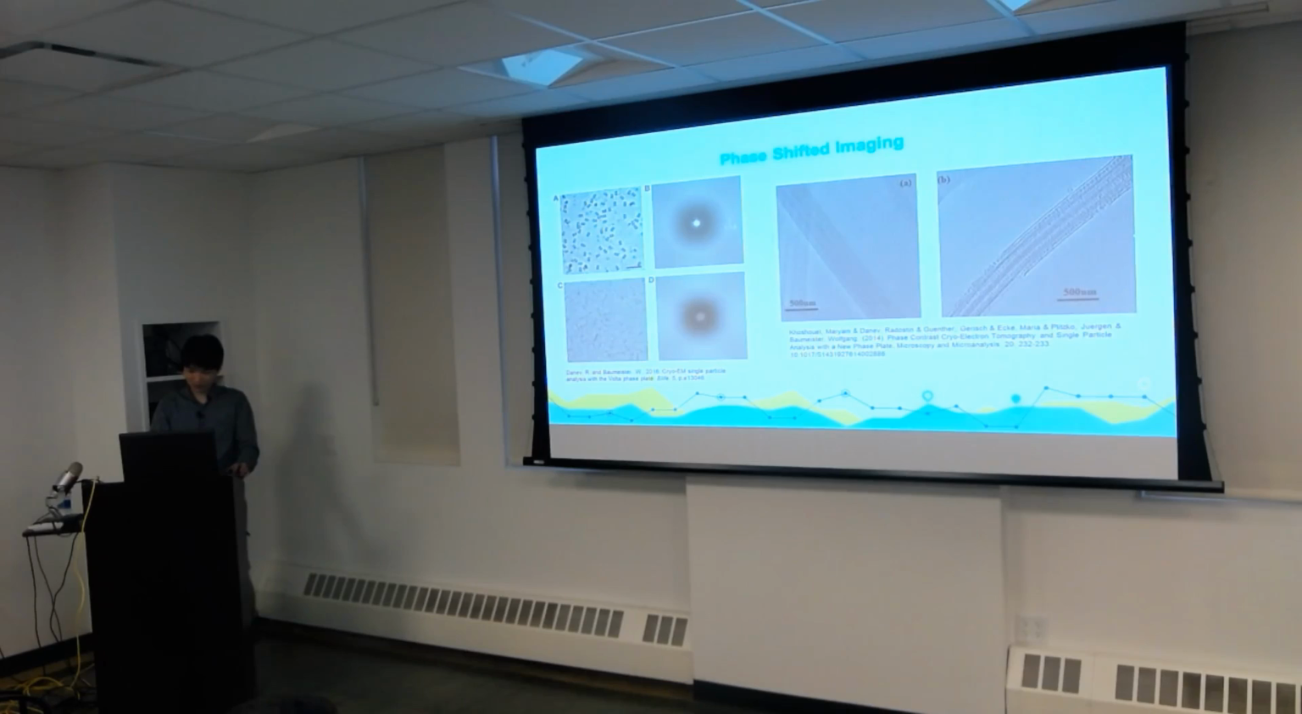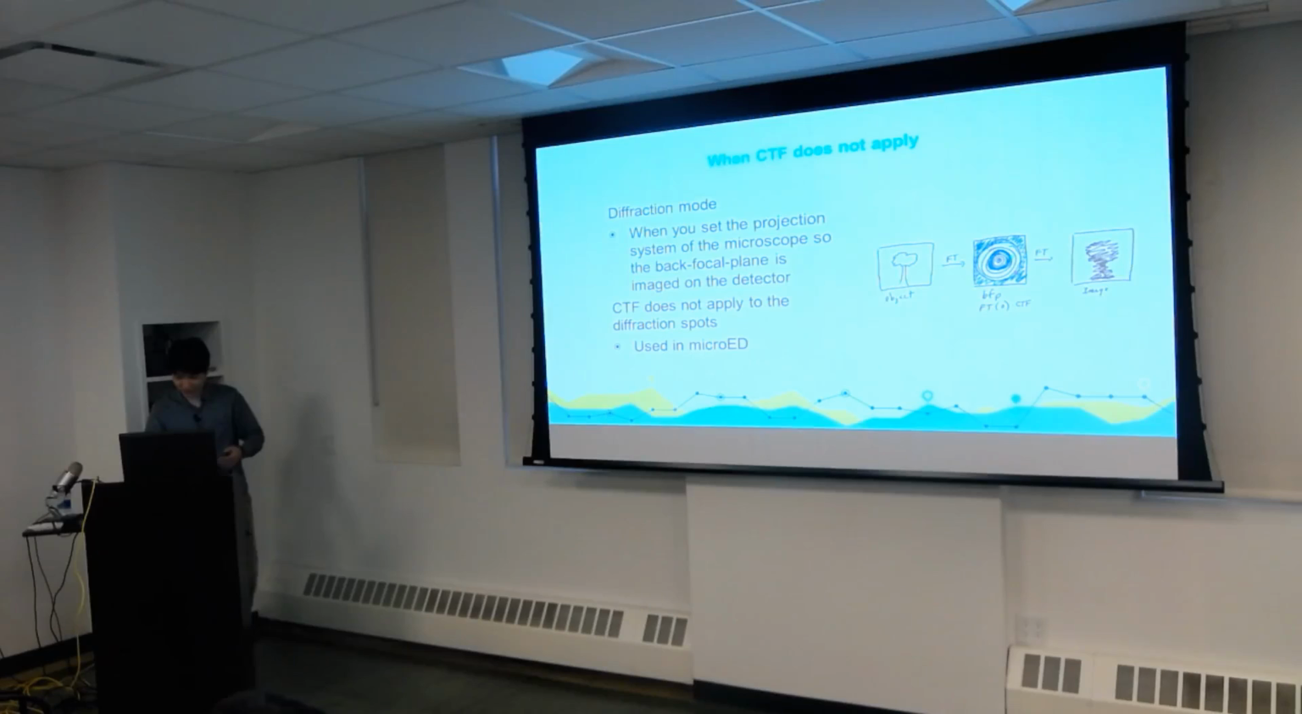Okay, talking so much about the CTF, the end of my section is that there are some times when the CTF doesn't apply. If you remember Grant Jensen's last lecture, he mentioned how you Fourier transform the object, then you can get to the image, and you have the back focal plane. So if you go to the back focal plane itself, this is what you have when you Fourier transform the image without the CTF. And if you image directly here, you will get a bunch of diffraction spots, which they use in cases like micro-ED. And in this case, the CTF actually doesn't apply.